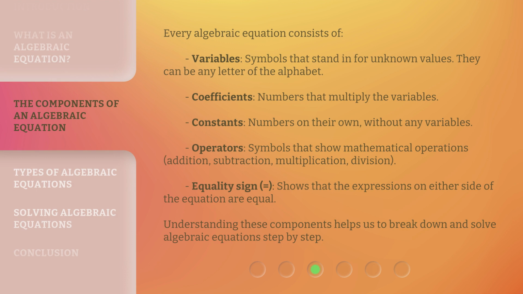Every algebraic equation consists of variables, symbols that stand in for unknown values. They can be any letter of the alphabet. Coefficients, numbers that multiply the variables. Constants, numbers on their own, without any variables. Operators, symbols that show mathematical operations: addition, subtraction, multiplication, division. And the equality sign, which shows that the expressions on either side of the equation are equal. Understanding these components helps us to break down and solve algebraic equations step by step.